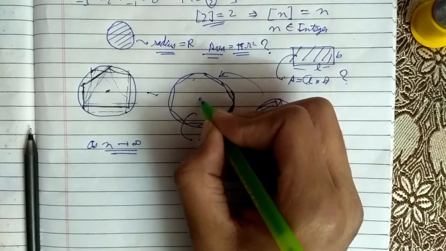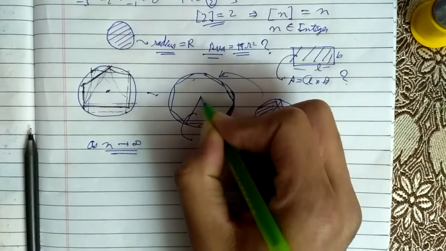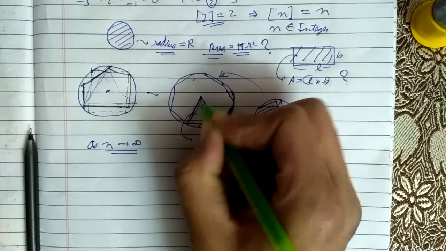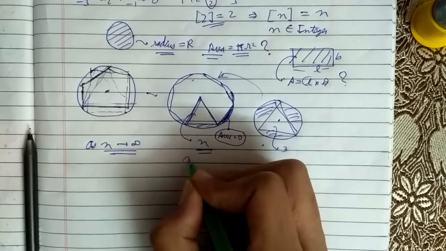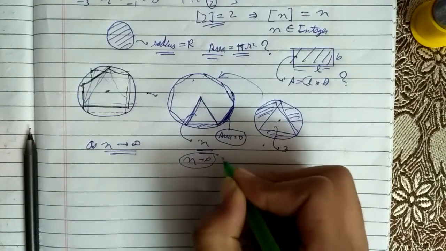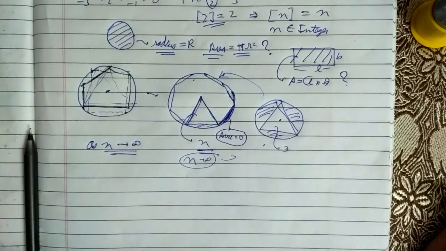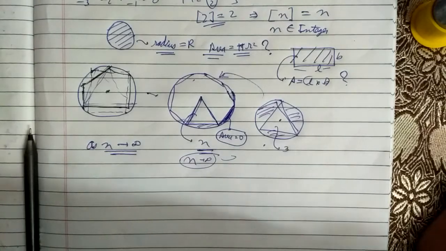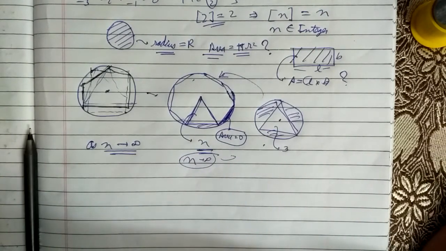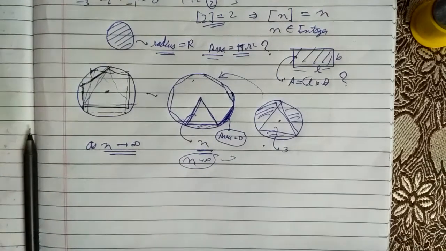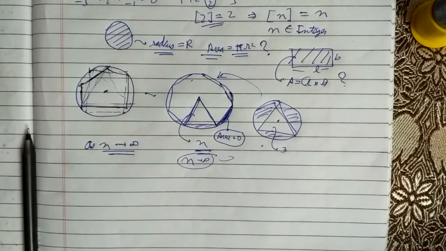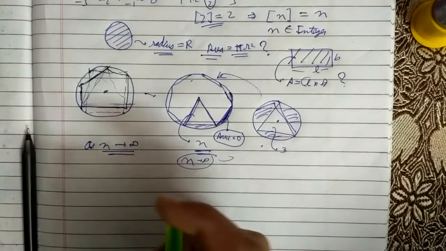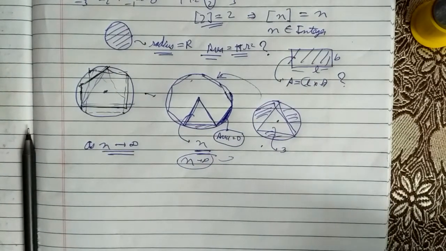That means that the area of this regular polygon, which would be formed if we find its limit as n tends to infinity, would be the area of the circle, that we know is pi r square. We will also know this further, in the last part of this chapter.